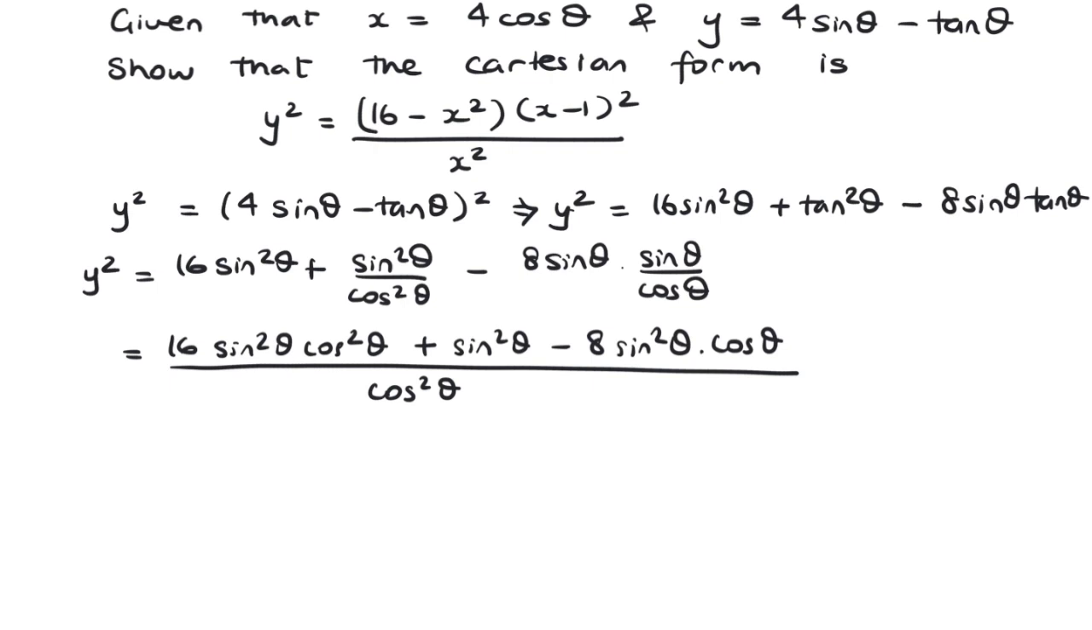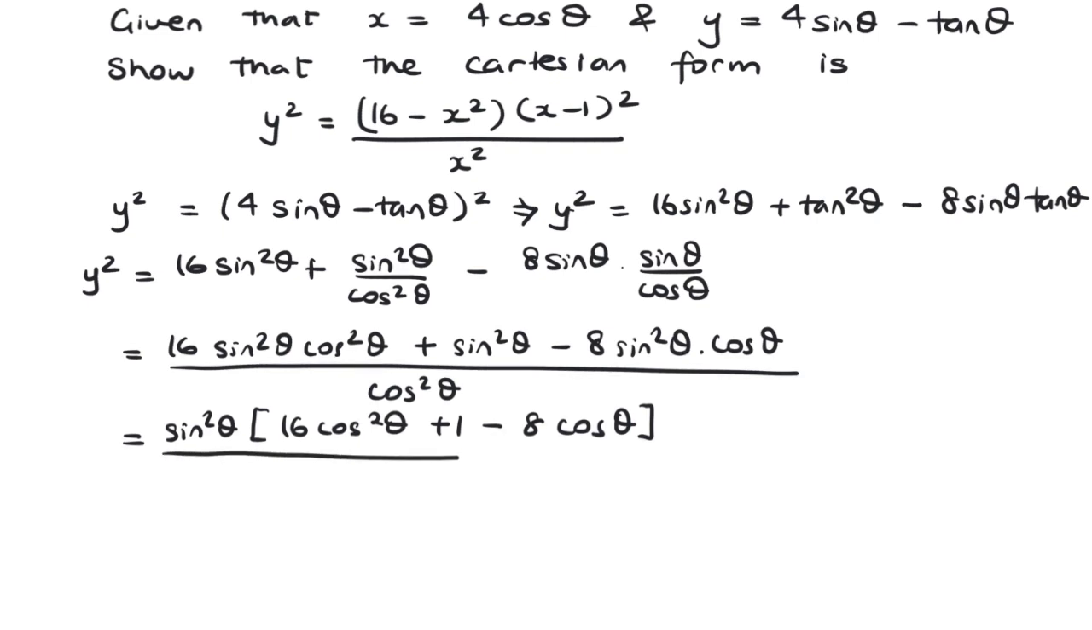Now I would look into simplifying this slightly, and I can see that sine squared theta is common in all three terms, so I will take that out. So sine squared theta followed by, inside the brackets, 16 cos squared theta plus 1 minus 8 cos theta. There we have it. And now from here, I will start to put everything in terms of cos theta or cos squared theta so that I can replace it at the end.